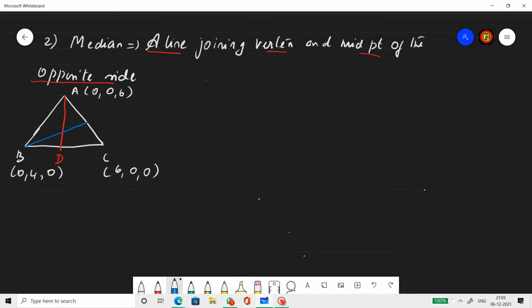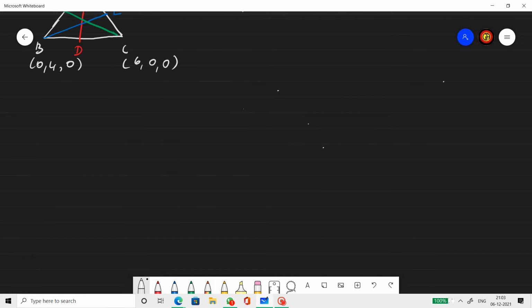Next, E is taken as the midpoint of AC, where BE is a median. And F is taken as the midpoint of AB, and CF is the median. They've asked us to find the length of AD, BE and CF. So this is the question: find the length of the medians of the triangle.